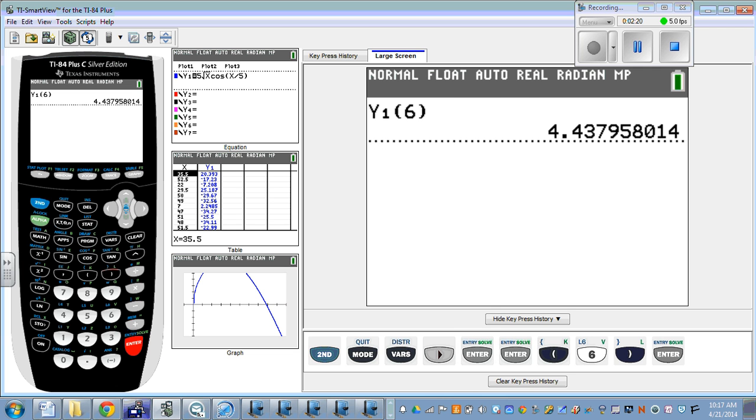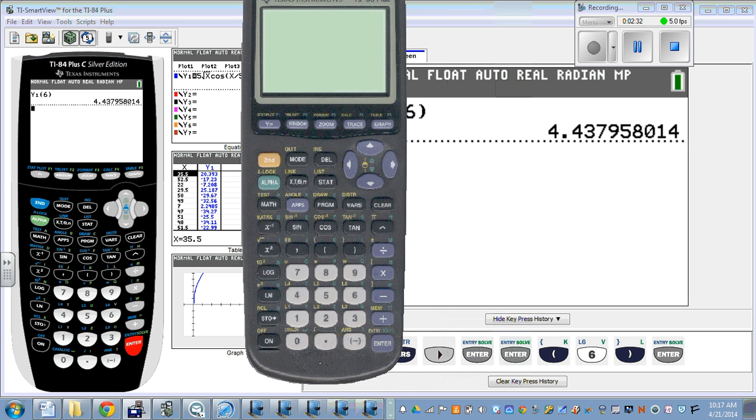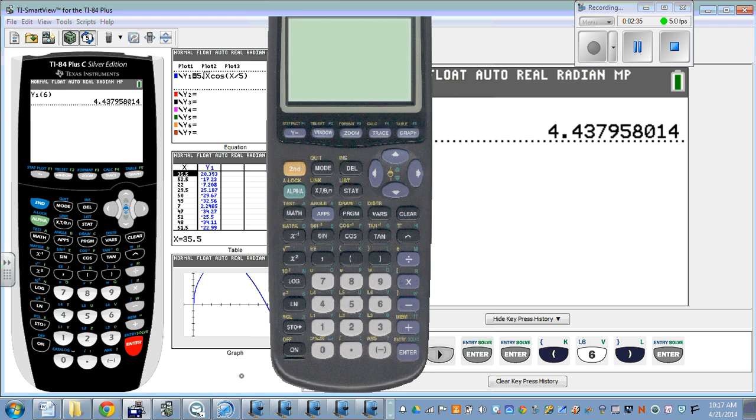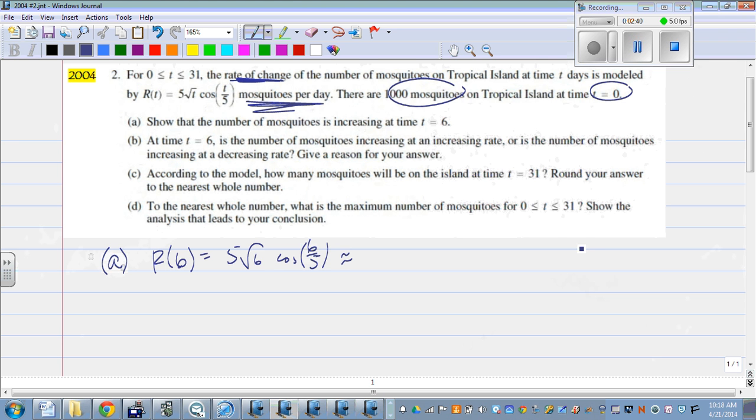Now if you have an older calculator, the steps are going to be pretty similar. You're going to do vars, y vars, and you're still going to have function and y sub 1, and just put the parentheses in. So this one doesn't really change much with the old calculator. The next one, there'll be a little bit of a difference.